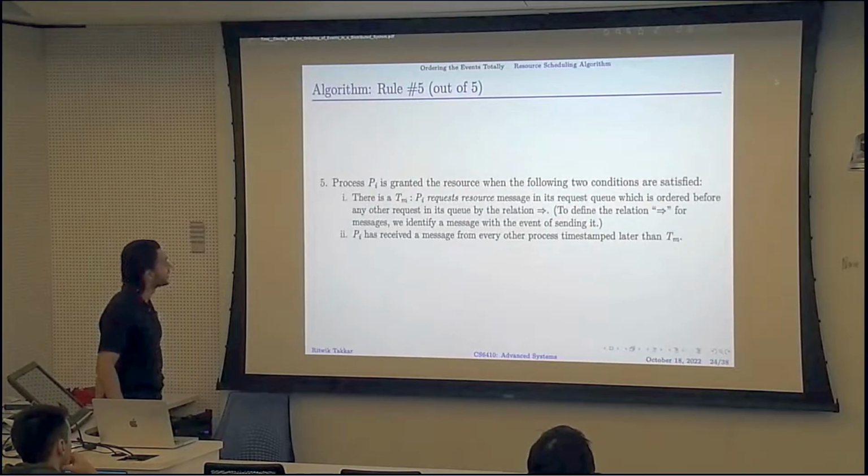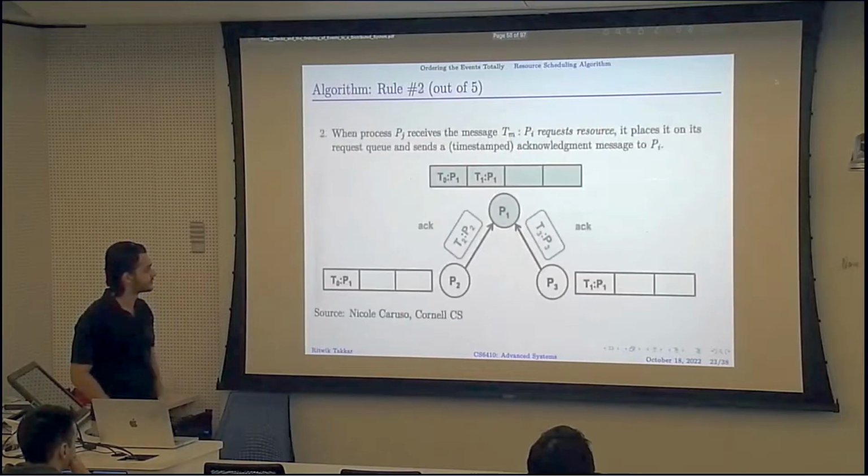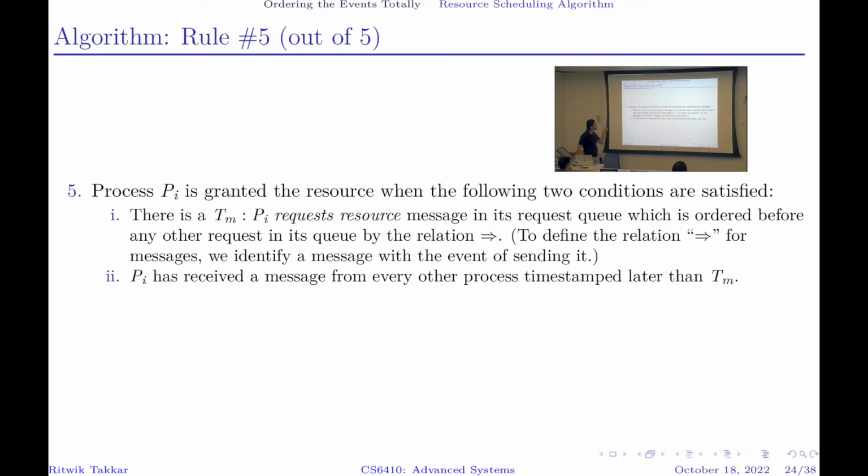I think rule 5 is sort of a summary. It's telling you that the following 2 conditions need to be satisfied for P1 to have been granted the resource, which is what we've seen here. So P1 had to receive a message from every other process with a timestamp later than T sub n.